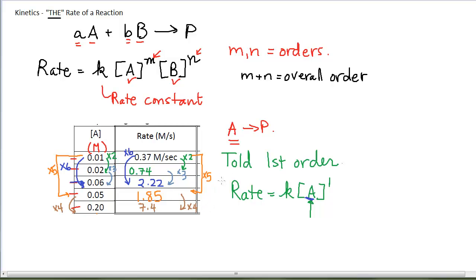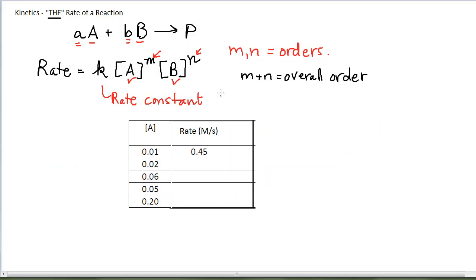So what we have here is a table of expected rates based on the fact that you are told that this reaction is first order. So this is how the table works. Now let's look at a different order to see how that works.